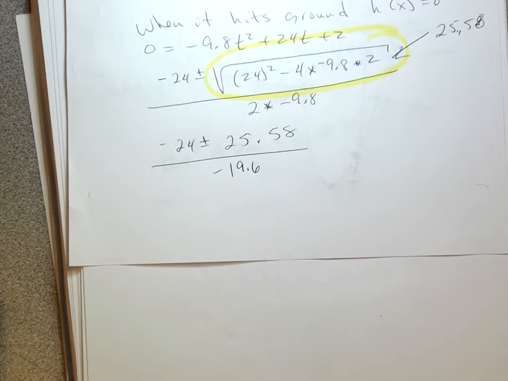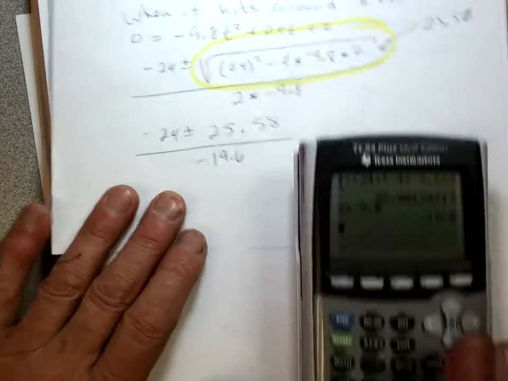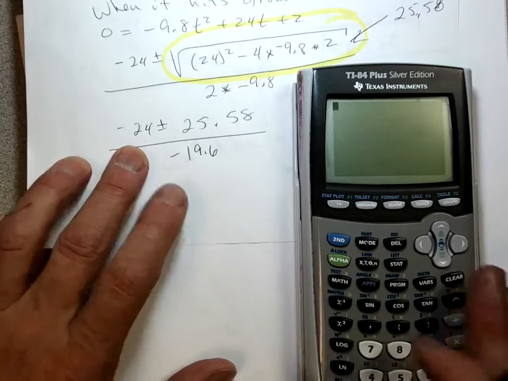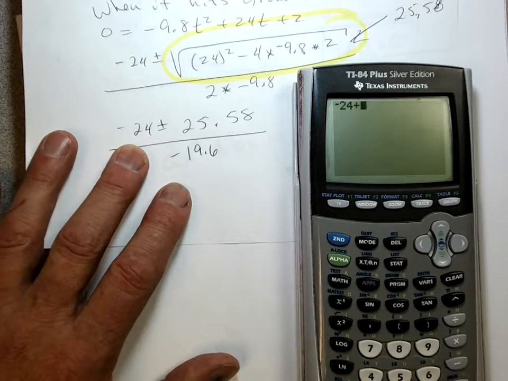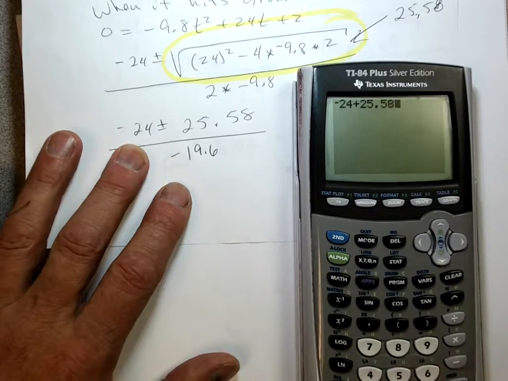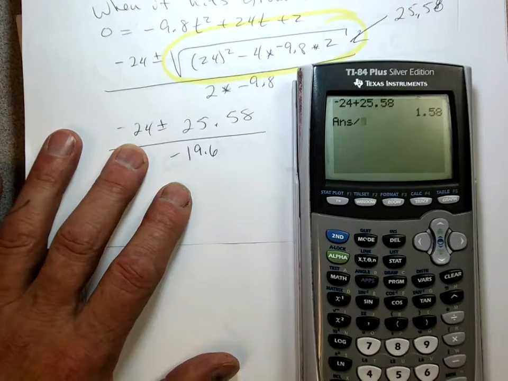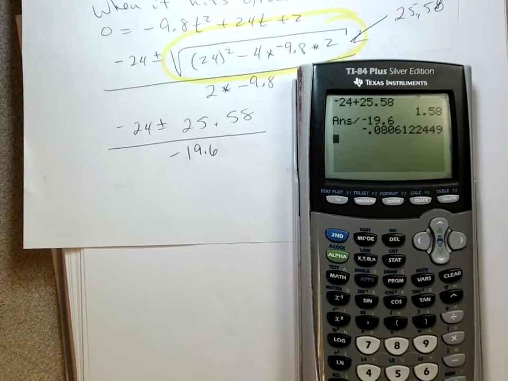Now, we're going to finish it up with our calculator. So I'm going to do it as, you ready? Negative 24 plus 25.58, enter, divided by negative 19.6, enter. Here's one answer. There's one answer.